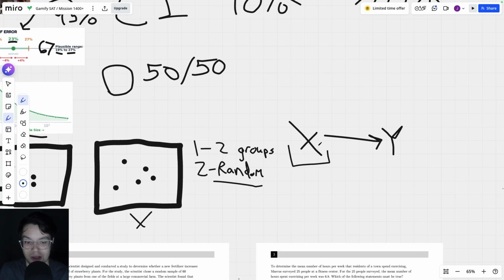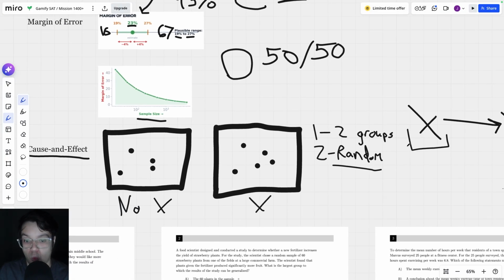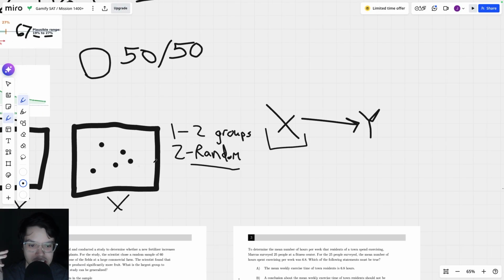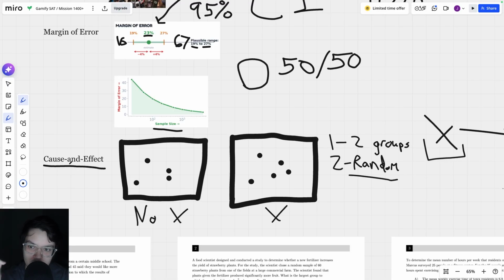So it's not the X that was making them get better. It's just that they already were getting better. So making it random solves that problem, because now you have them completely separated, no big differentiator between the 2, nothing causing them besides just this medication X. And so that's what you need for a real cause and effect thing.